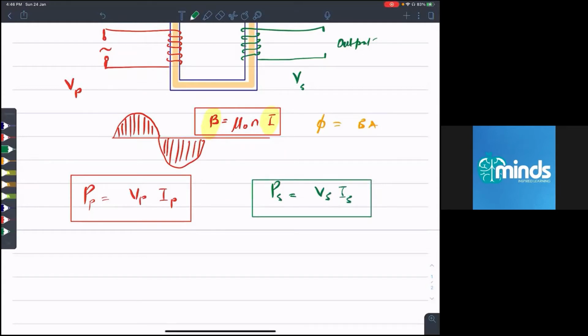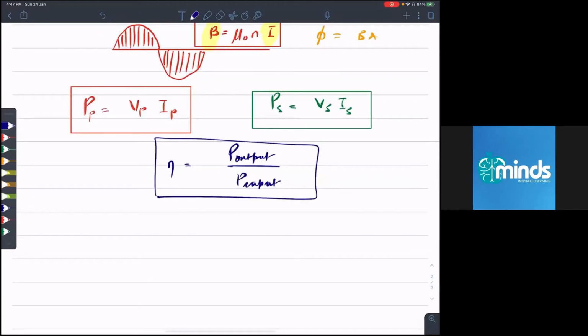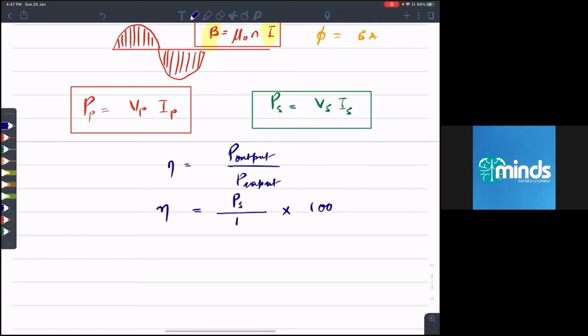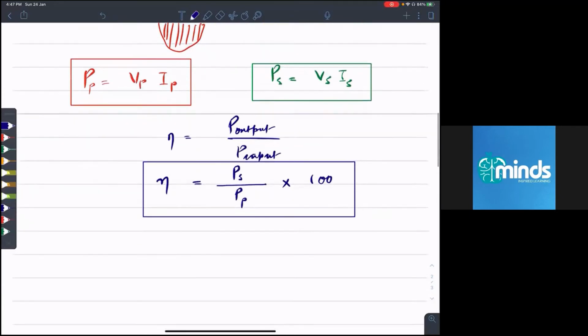If I say calculate the efficiency of a transformer, efficiency means power output divided by power input. This is efficiency. If we need percent efficiency, we write the whole thing multiplied by 100. By the way, which one is output, power of primary or power of secondary? Power of secondary is output, and power of primary is input. So efficiency in percentage is given by Ps over Pp into 100.